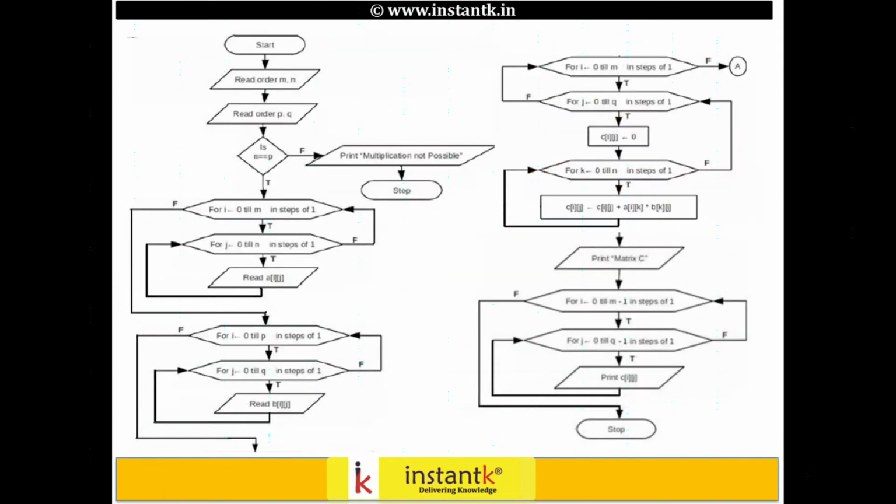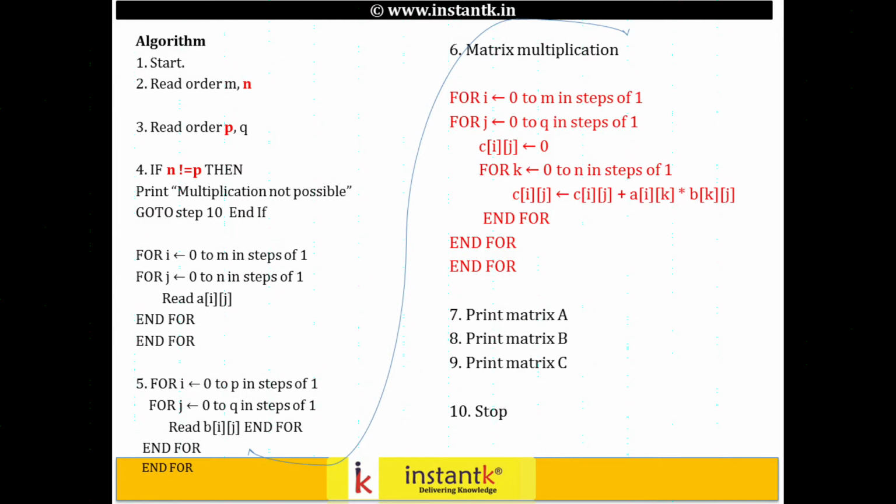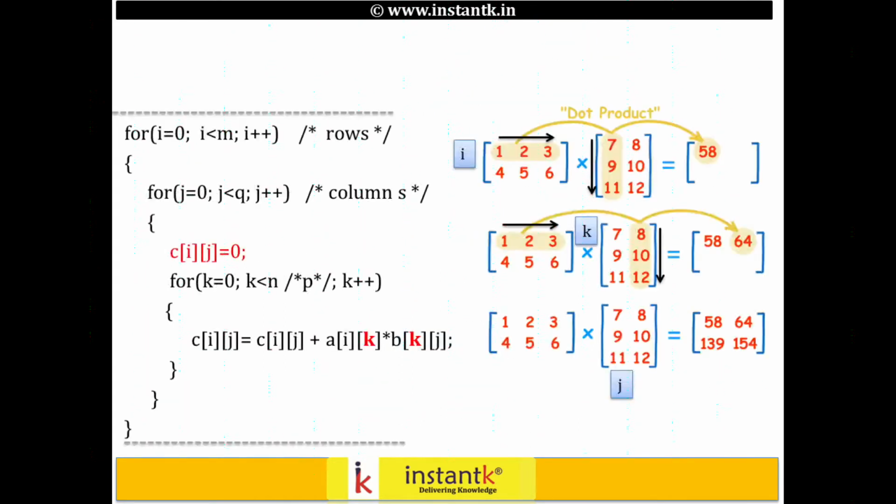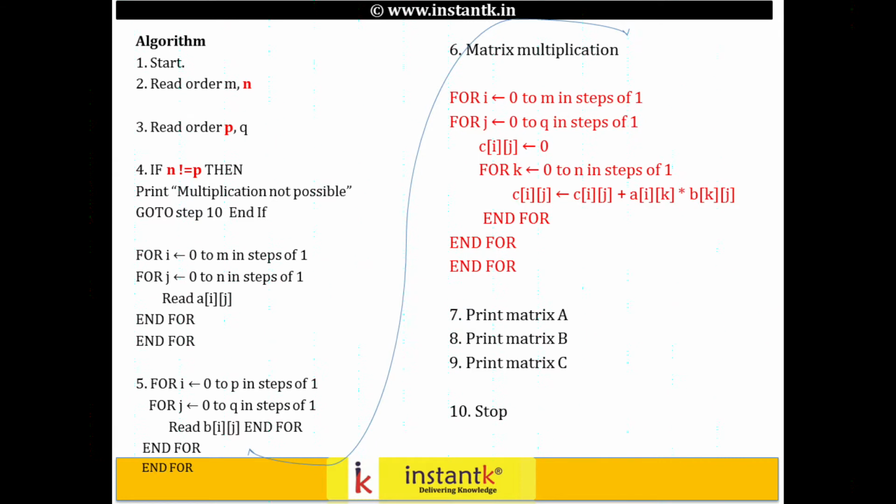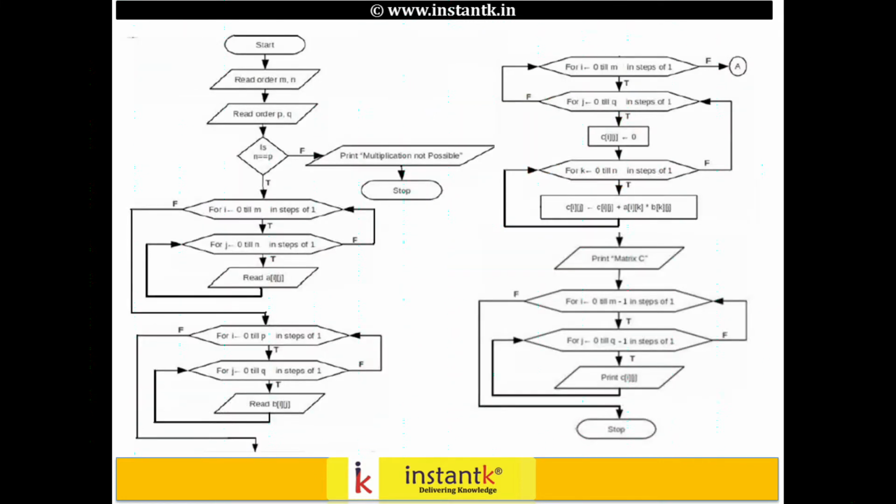This is the flow chart. So you could pause the video at any point of time and write it down. I suggest you scribble down whatever I am saying, and only whatever you write down is what you will remember. Okay, just scribble down, and this is the flow chart. So we read the m and n, p and q. If n is equal to p, we continue. If it is false, multiplication not possible, we go to stop.